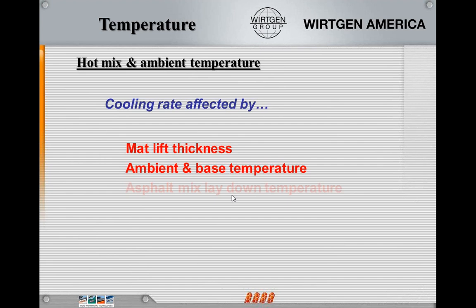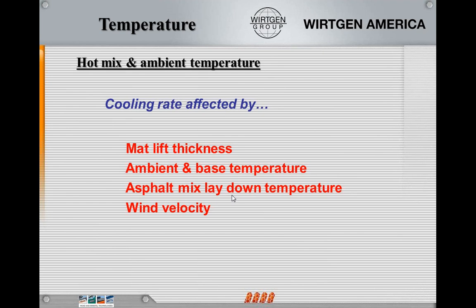While the cooling rate, like I showed in the example in that chart, is affected by the mat lift thickness, like I just showed, we went from 3 inches to 1.5 inches. You can see what that does. But when you talk about the ambient and base temperatures, those have a lot to affect it as well. The colder it is out there, the narrower that window of opportunity is to get that compaction.